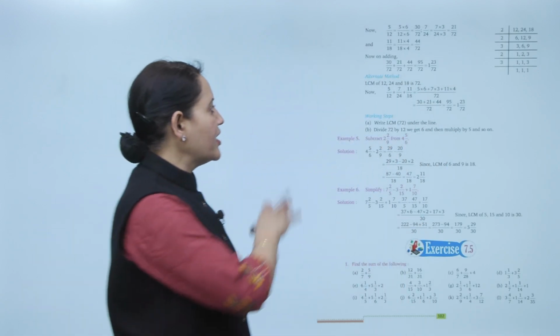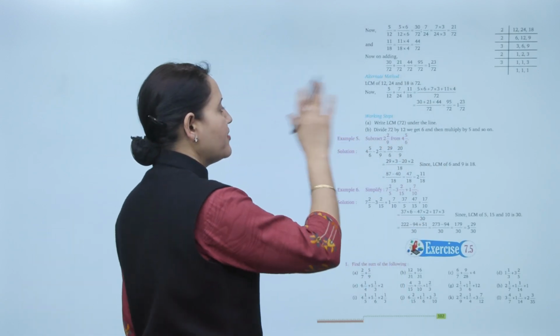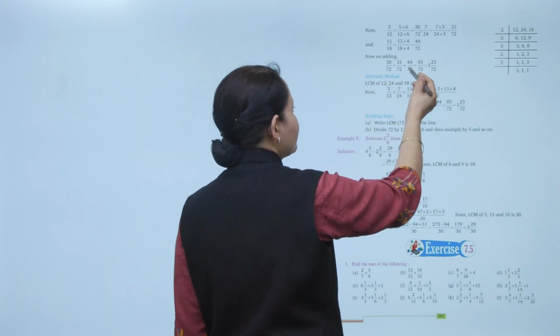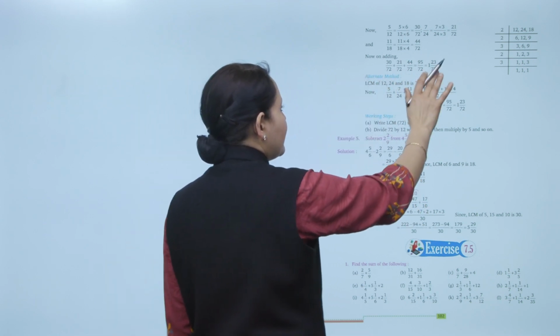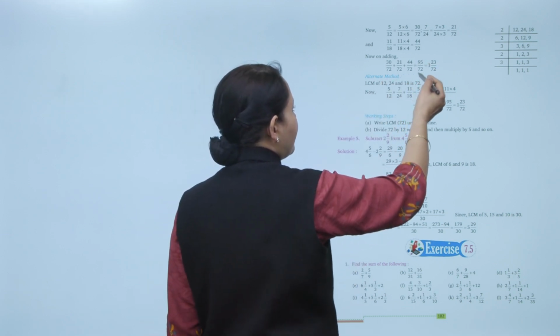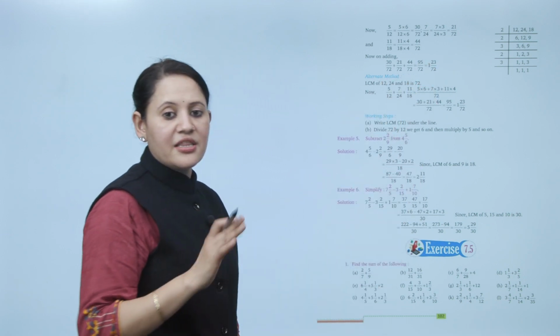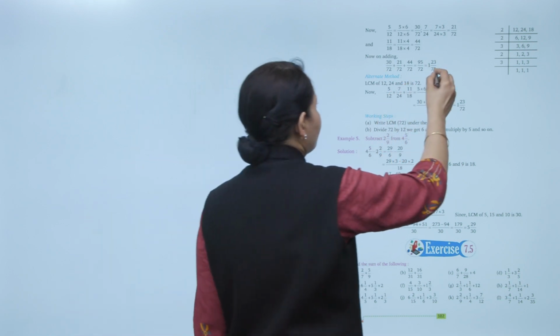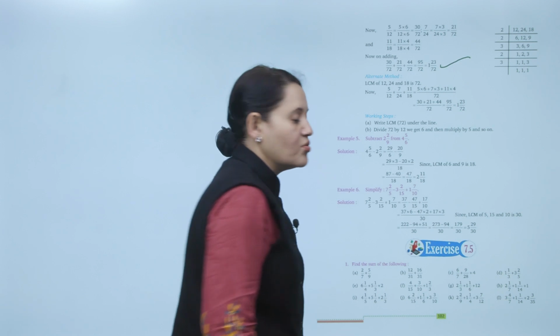So now we'll convert into like fractions. Then we add them. So 30 upon 72 plus 21 upon 72 plus 44 upon 72. Simply add the numerator and write the common denominator below. That is 95 upon 72. Now here this is an improper fraction, so we'll change into mixed fraction. So answer is 1 23 upon 72.